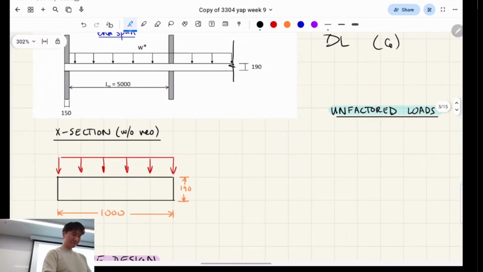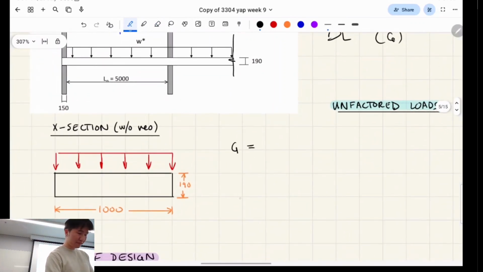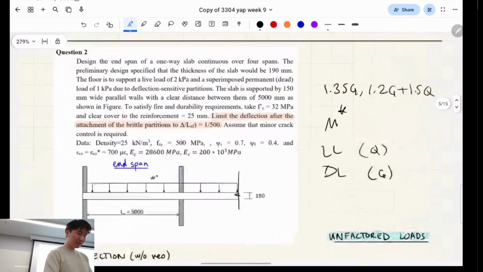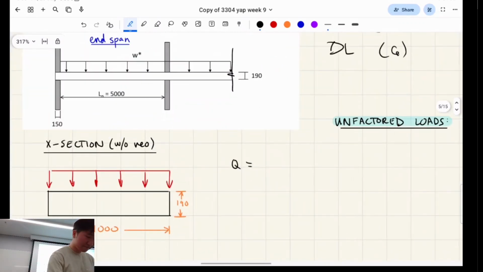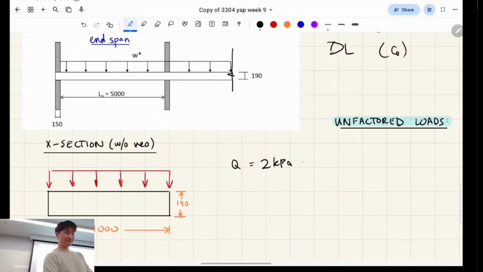So here's the section. I might do Q first. The Q is a live load, right? Someone tell me what the live load is based on the question. Okay, good, so 2 kPa. What units is kPa? Kilonewtons per meter squared. So how do we turn that into what we want, which is usually kilonewtons per meter for a distributed load?